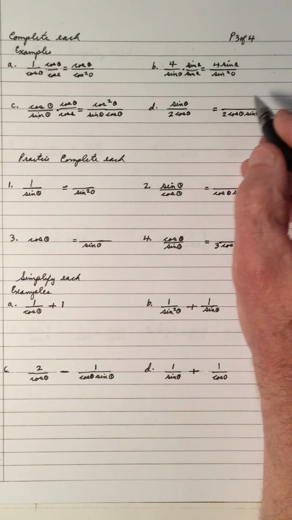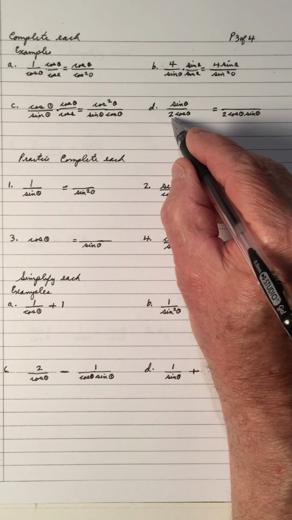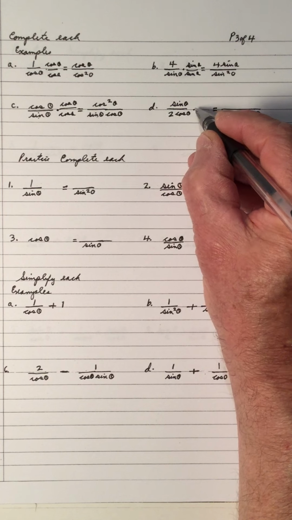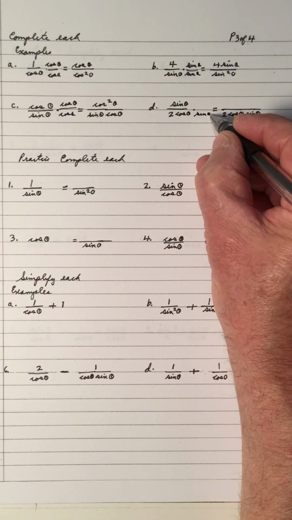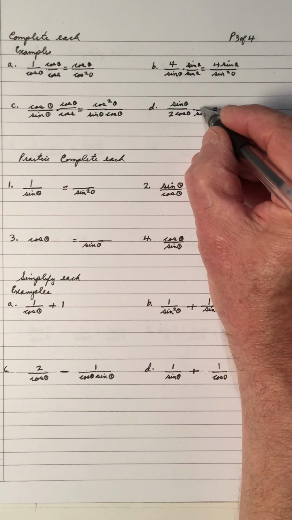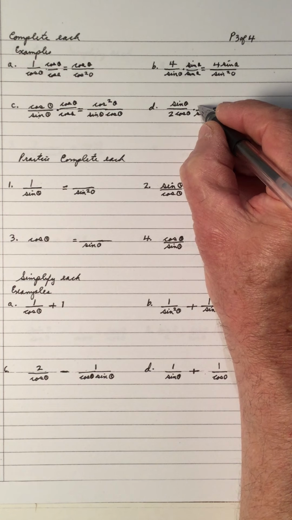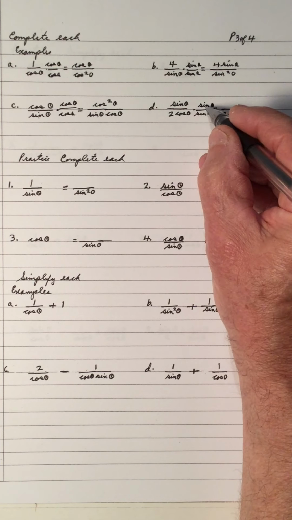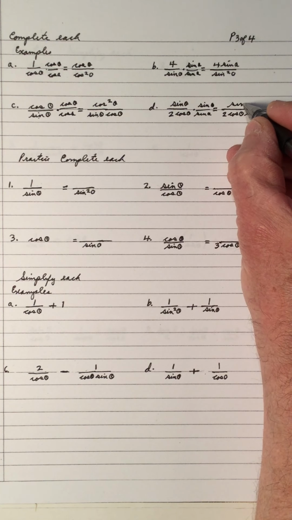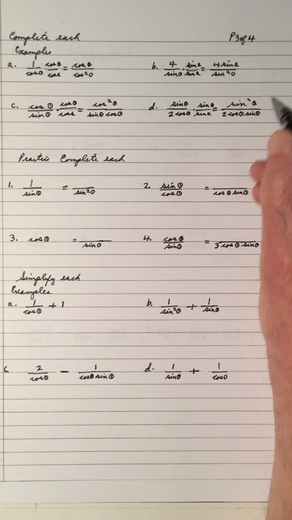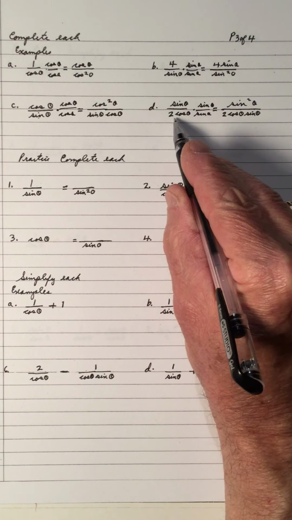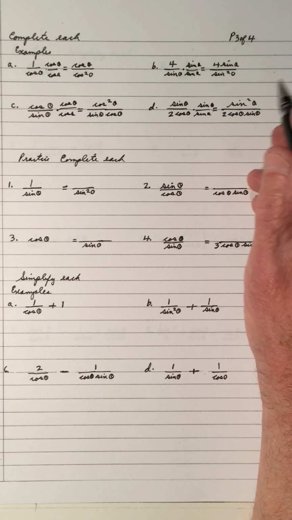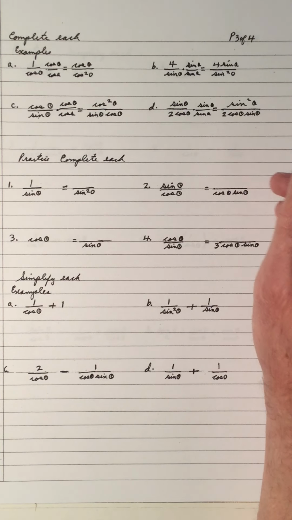Made it equivalent. And D, this denominator is 2 cos theta. This one has 2 cos theta sine. So we need an extra sine theta. And so we put sine theta in the denominator. We have to put it in the numerator to keep it balanced. So sine times sine is sine squared theta. And the denominator, when you multiply it, is 2 cos sine. Perfect. So you can see how we're making equivalent fractions.